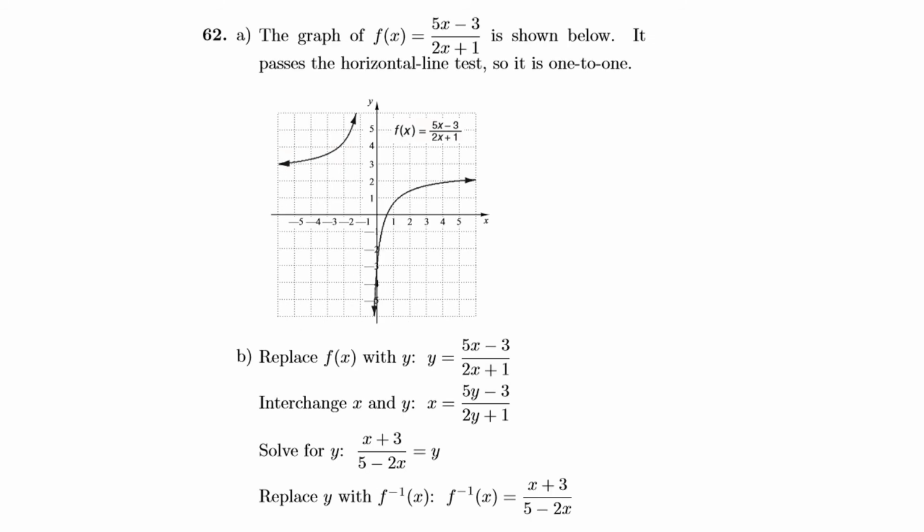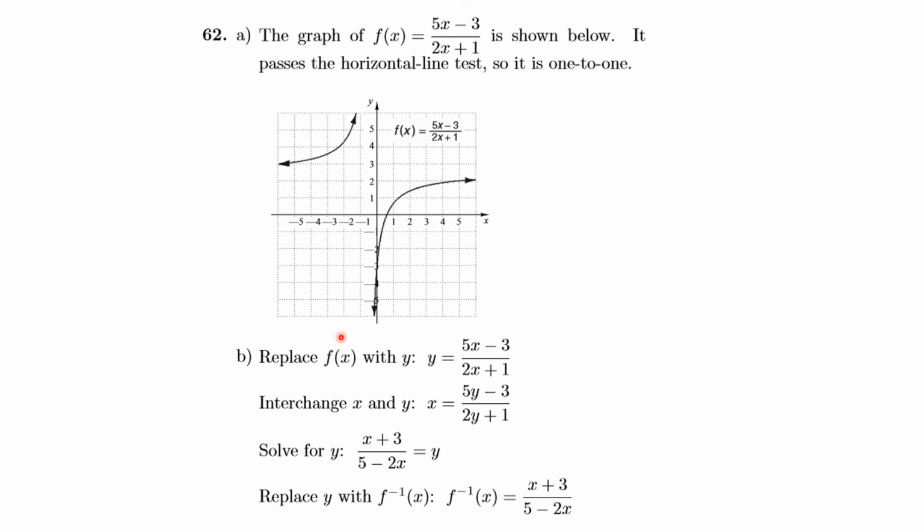Number 62, now this is something that we learned to graph in chapter 4. This has a horizontal asymptote at x equal to minus 1/2. And so it's graphed below, but you see, oh, it would pass the horizontal line test. Everywhere I could draw a horizontal line, it hits the function only once. So it passes the horizontal line test. It is 1 to 1.